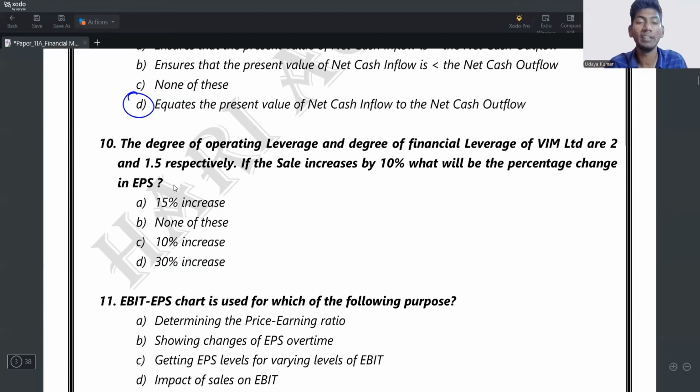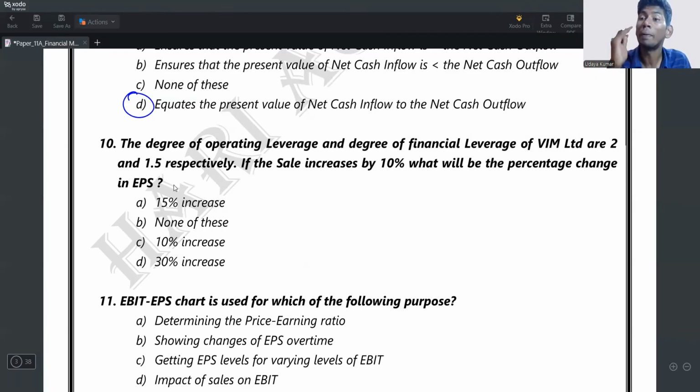Okay, moving to question number 10. The degree of operating leverage and degree of financial leverage of VIM Limited are 2 and 1.5 respectively. If the sales increase by 10%, what will be the percentage change in EPS? It's quite easy. We have discussed it in our leverage chapter. You can take a few seconds, pause the video, calculate, and check the answer. Percentage change in EPS is DOL times DFL times what? Times percentage change in sales.